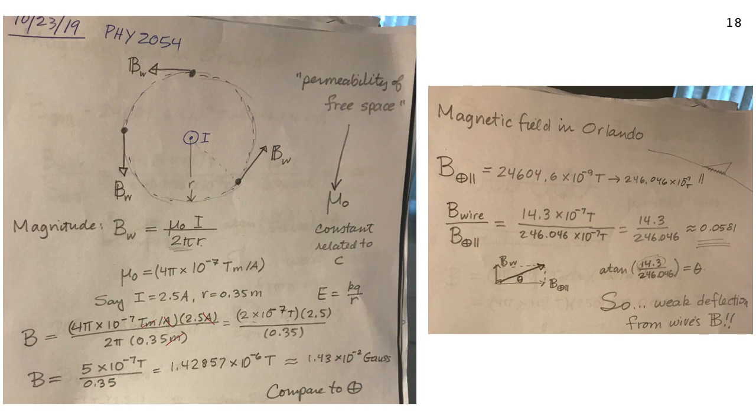All right. Now, I looked up on the internet the magnetic field of Earth in Florida at our latitude and longitude, in Orlando. And the magnetic field, here's the surface of the Earth. And so the magnetic field is not going to go straight into the Earth. But what we're going to do is calculate the horizontal component of the field. So that's this part.